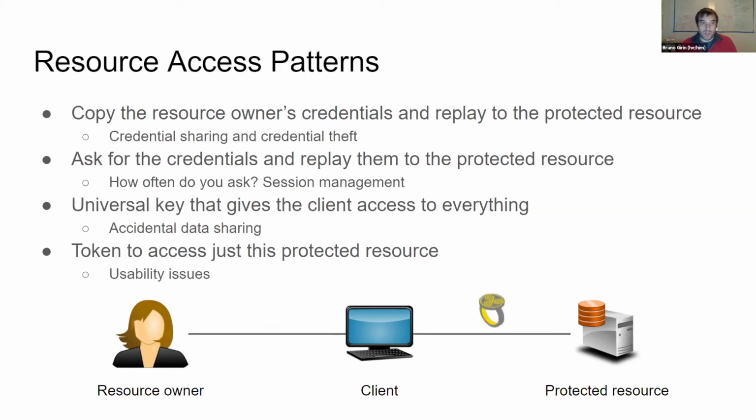Another way to do this would be to give the client a universal key that gives it access to everything. Now, the problem, as we know, is that it's always possible to have bugs in your client app. So if your app has access to more data than it needs to, you may have situations where you show one user data that they're not supposed to see. And a universal key opens that risk.